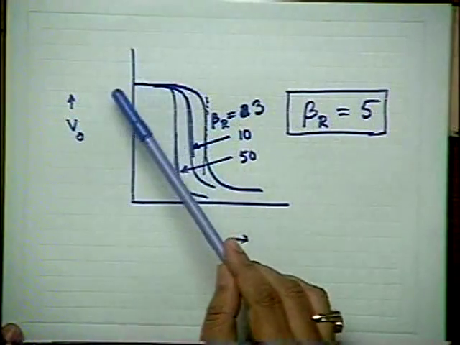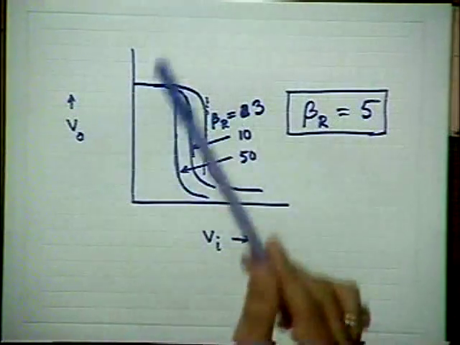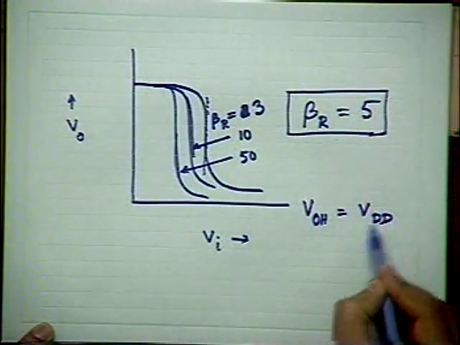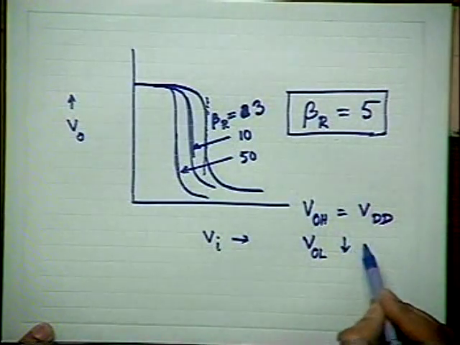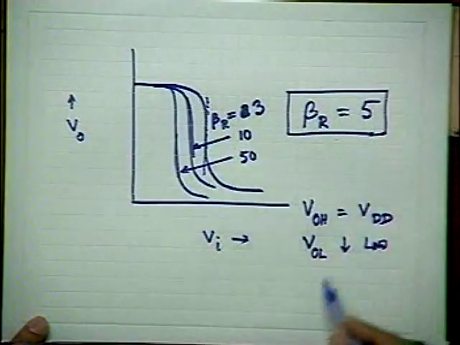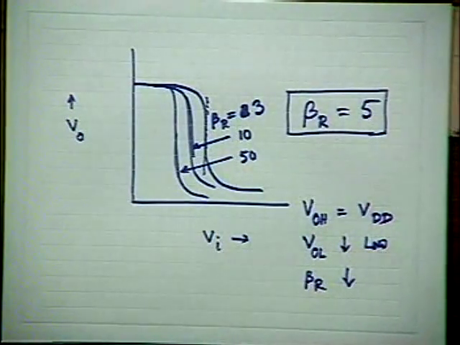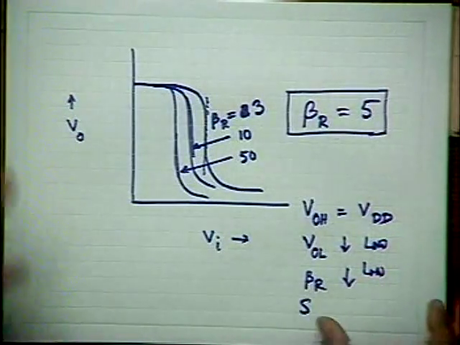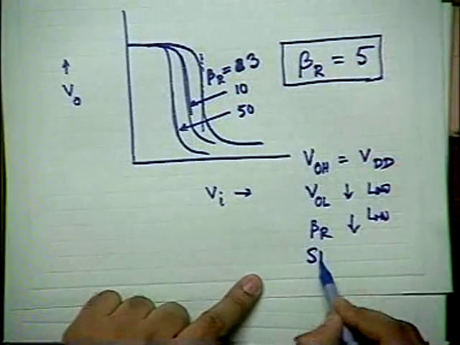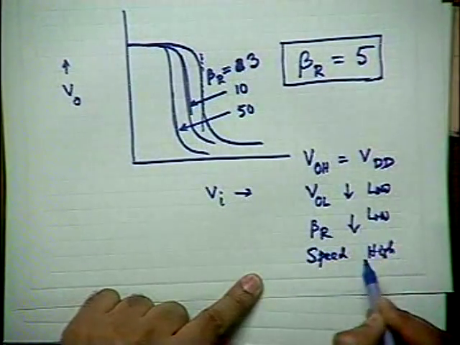So comparing now, you see that I've got benefits in every aspect. I have now a higher speed, better logic, so higher logic swing, because it can also be shown that the output VOH will be VDD in this case also. It will not be limited to VDD minus VT. So VOH will be VDD. VOL can be kept quite low by proper design. And beta R is also quite low. And speed may not be as high as is possible in the case of the NELT configuration.